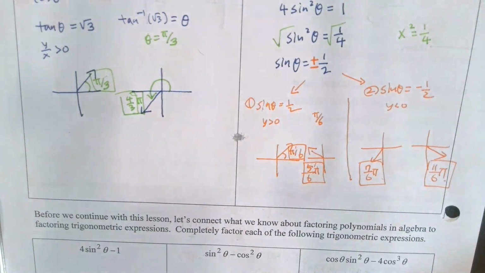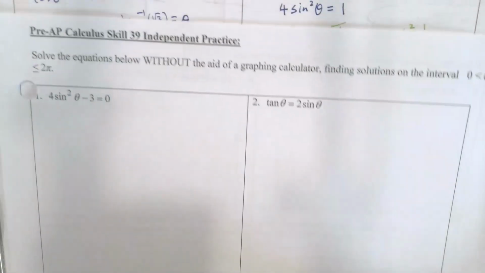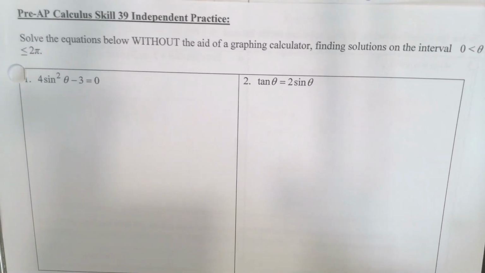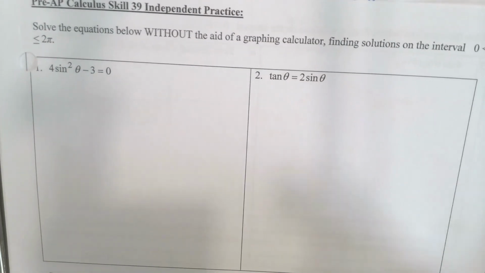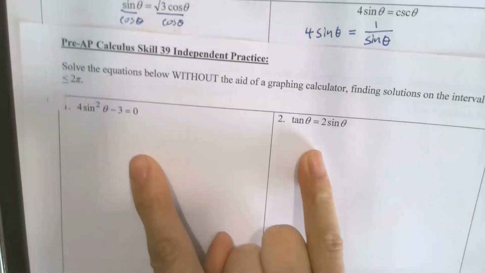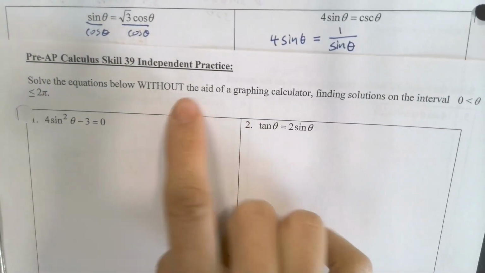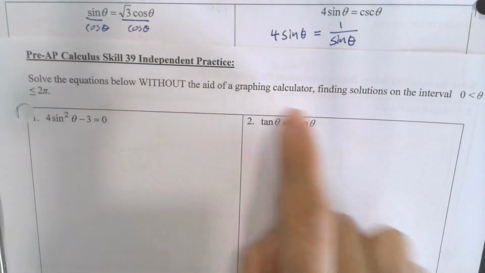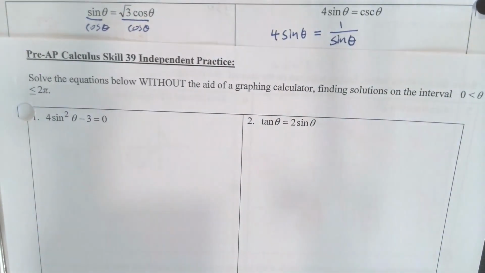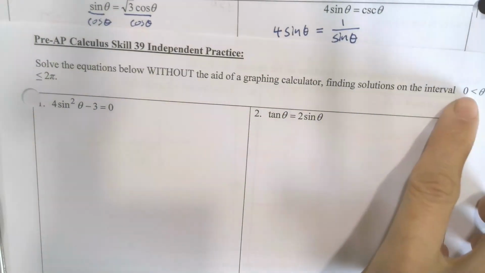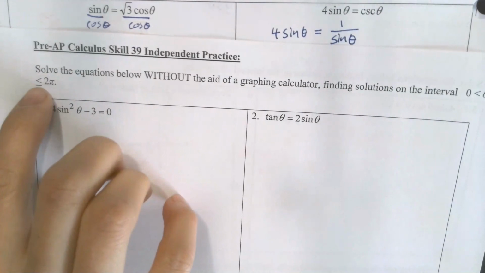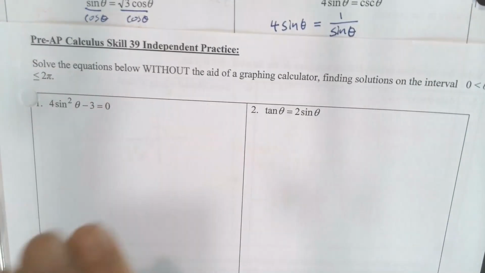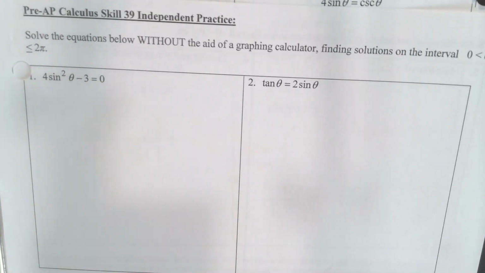So that concludes today's lesson. Your IP will be, go to my haiku, download skill 39 IP. You only have 2 problems to work on, number 1 and number 2. Notice you're doing it without a calculator, so you don't need a calculator. And that means you're going to probably use a unit circle. It's going to be theta greater than or equal to 0 and less than or equal to 2 pi. So we are doing it in radian. So good luck.